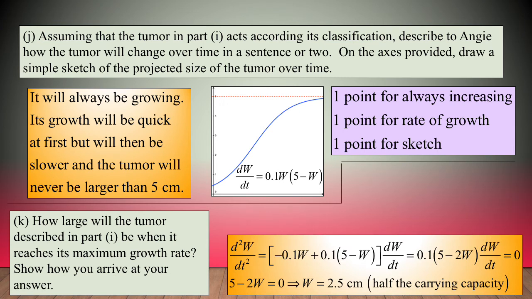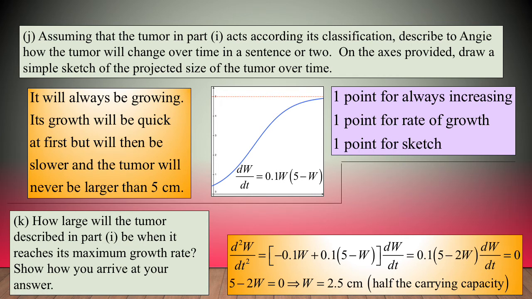Students should know that the tumor will reach its maximum growth when it reaches half its carrying capacity of 5, which makes it 2.5 centimeters. However, we're asked to show how we arrive at the answer, so we take a look at the second derivative with respect to t, and that gives us negative 0.1 w plus 0.1 times the quantity 5 minus w times dw/dt. We can do some algebra here and write this as 0.1 times the quantity 5 minus 2w times dw/dt, and we're going to set that equal to 0.